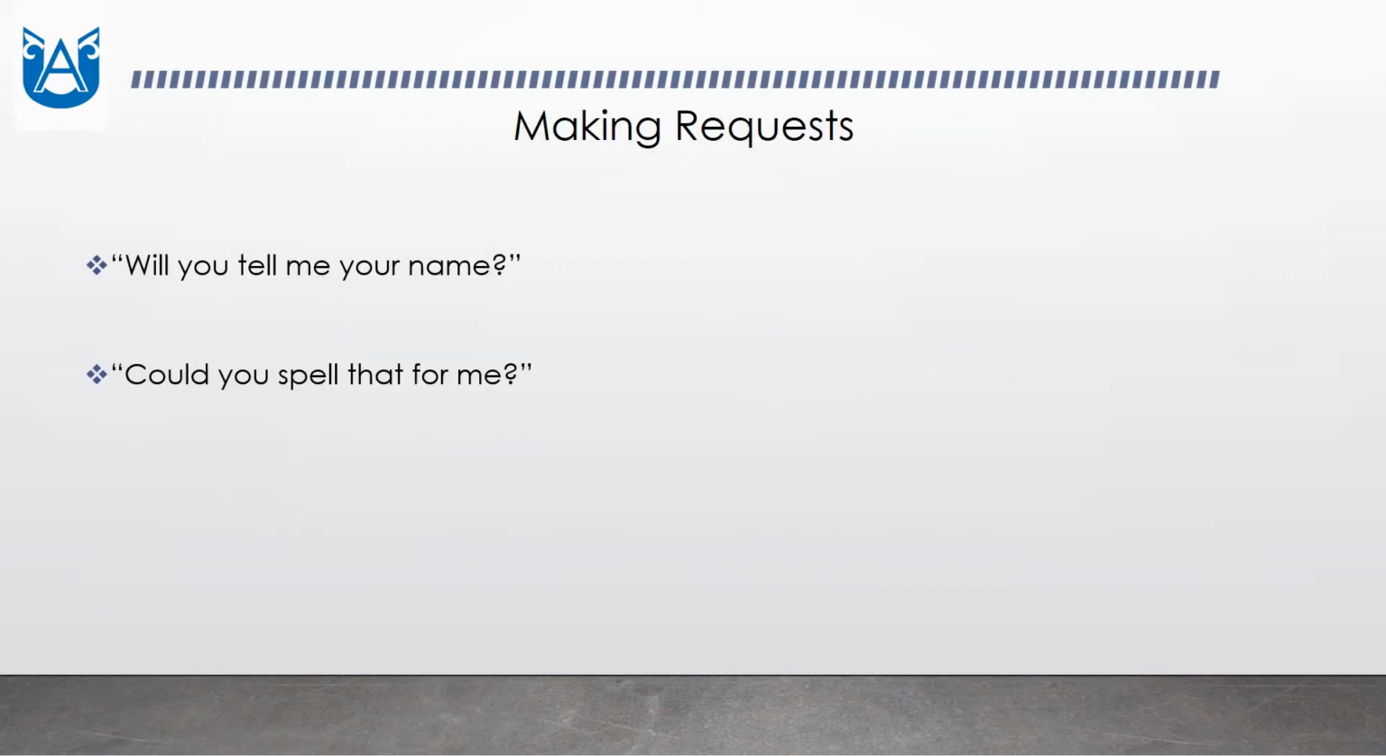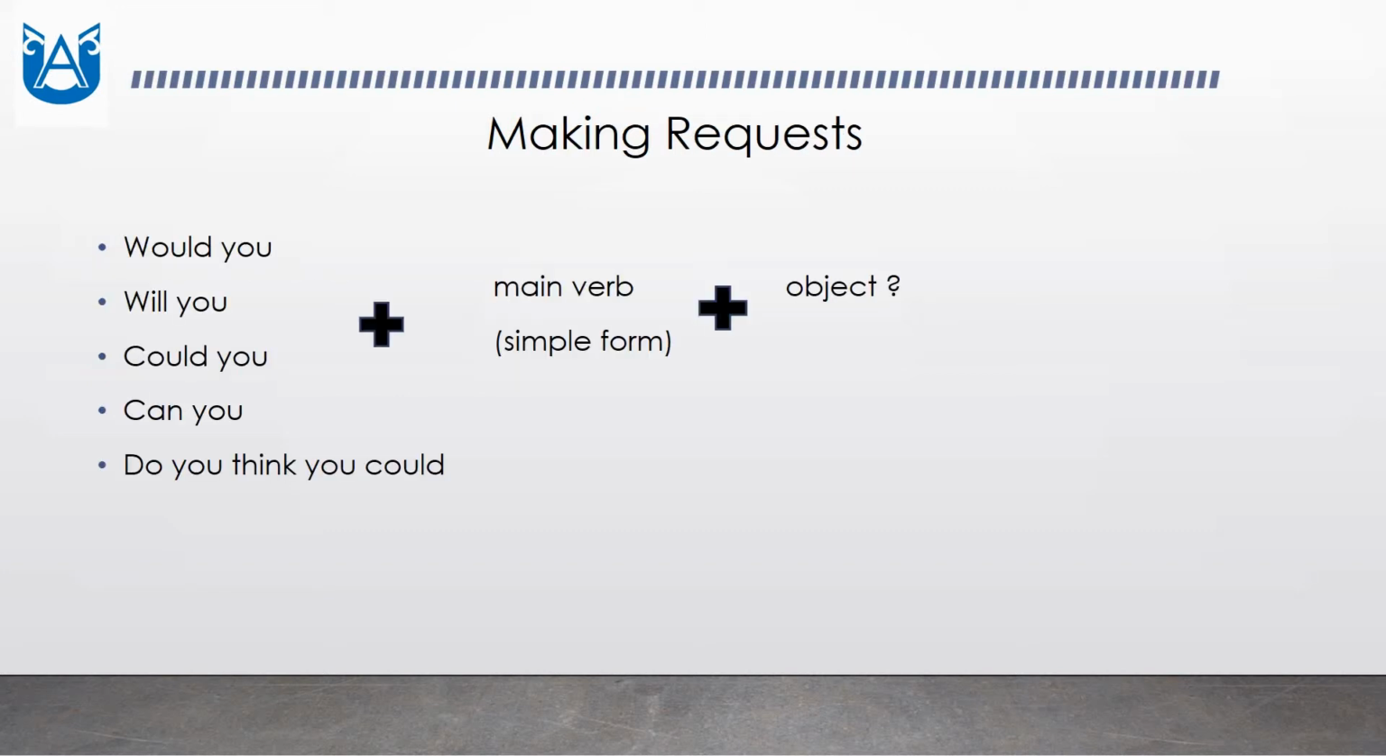Let's look at some other forms that are also making requests from you. For example, "Will you tell me your name? Could you spell that for me?" When making requests, you can use would you, will you, could you, can you, do you think you could? And then we add the main verb in the simple form, which means it doesn't have s or es, ed or ing on the end. Then add the object with a question mark at the end. That's how to make a polite request.